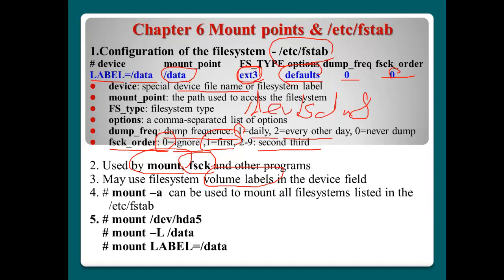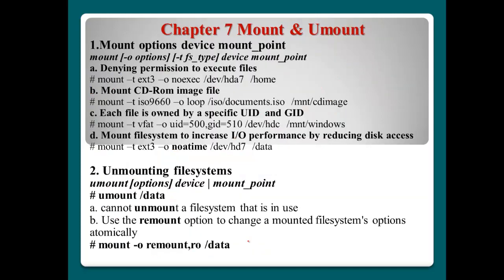And number four, mount -a can be used to mount all file systems listed in /etc/fstab. So after you configure some lines in /etc/fstab, then we can use this command, mount -a. Number five, or we can use this kind of command to mount a file system: mount, in this case, this is just the device name, and the mount point, or label data like this.